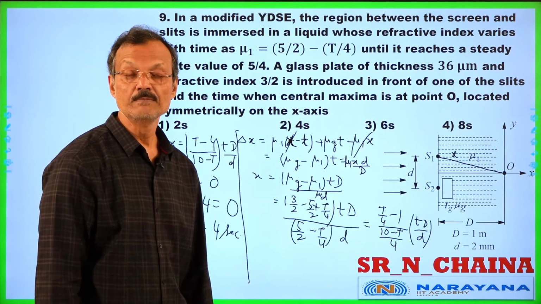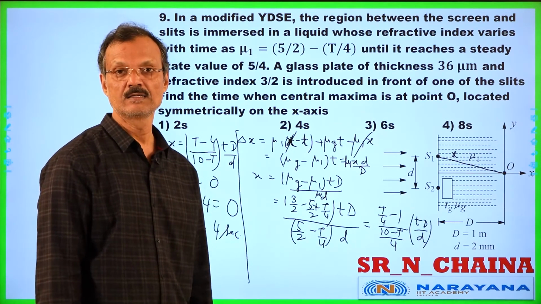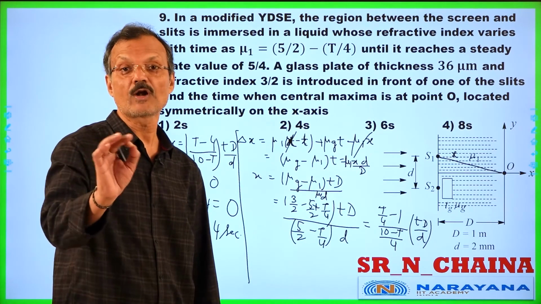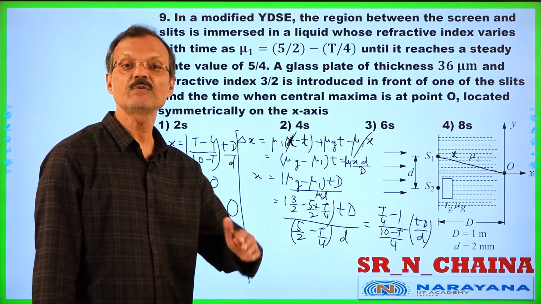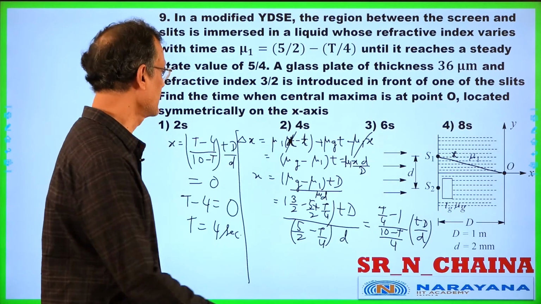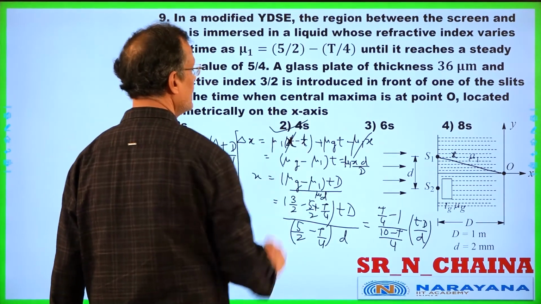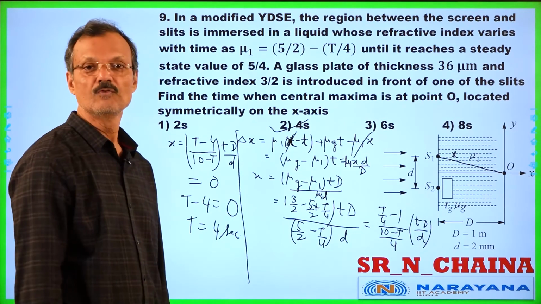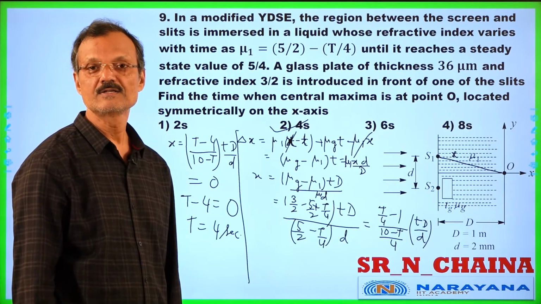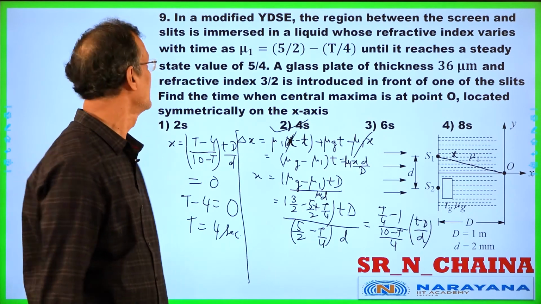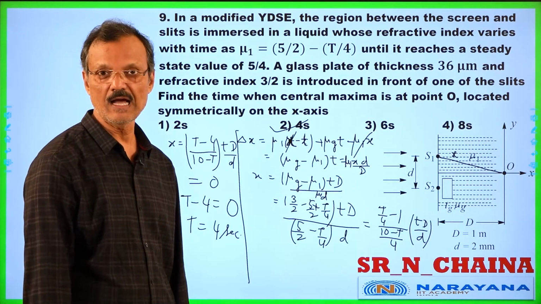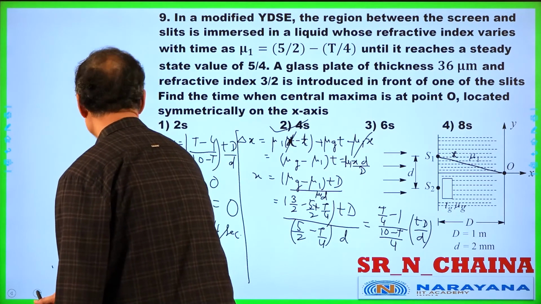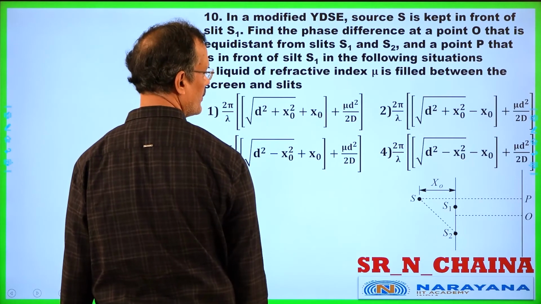Understanding me now? It means after 4 seconds, central maxima will reach point O and it will not remain there. As time passes, it will keep moving on. So the answer here is number 2. T will be equal to 4 seconds. Understood now? Clearly? This one was number 9. Now I'm moving to the next question you have in front of you.